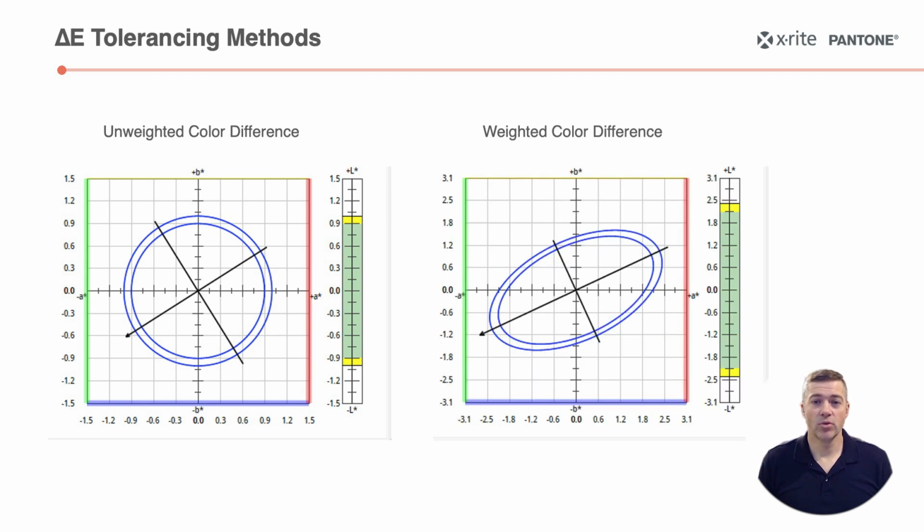To address this issue, weighted color difference models were developed. These models assign different weightings to hue, chroma, and lightness to better match human perception of color differences. The idea is that when a color appears significantly different to the eye, the model should also reflect that difference numerically. One of the first widely used weighted models was delta E-CMC.